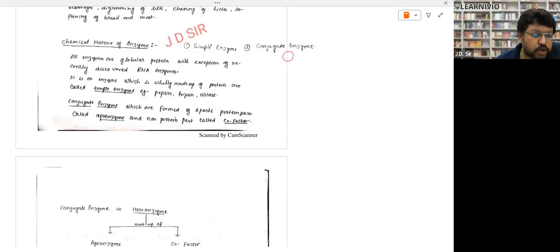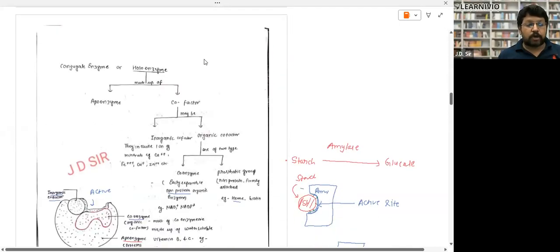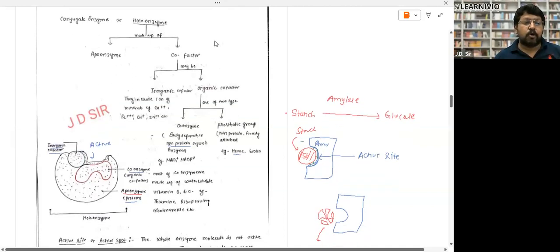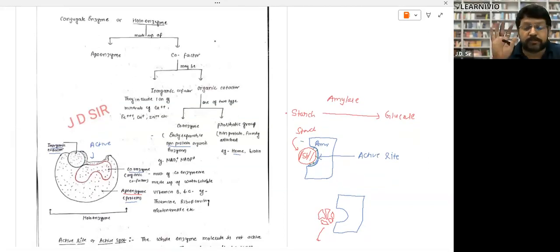The second category is conjugate enzyme, which is formed by two parts: the protein part called apoenzyme and the non-protein part called cofactor. Conjugate enzymes are also known as holoenzymes. Try to understand: simple enzymes are made up of 100% protein, with no mixing of other things.